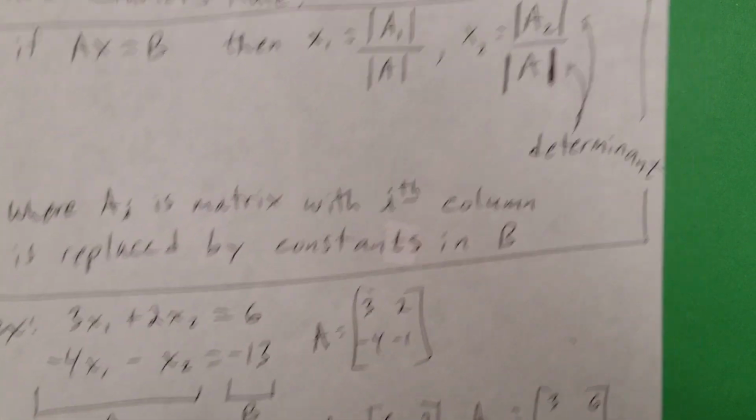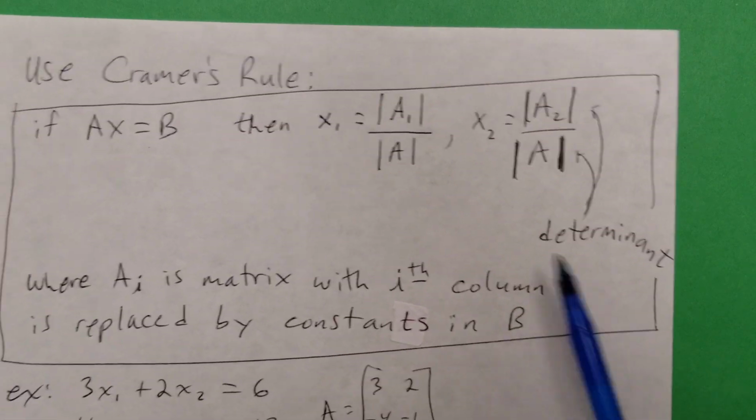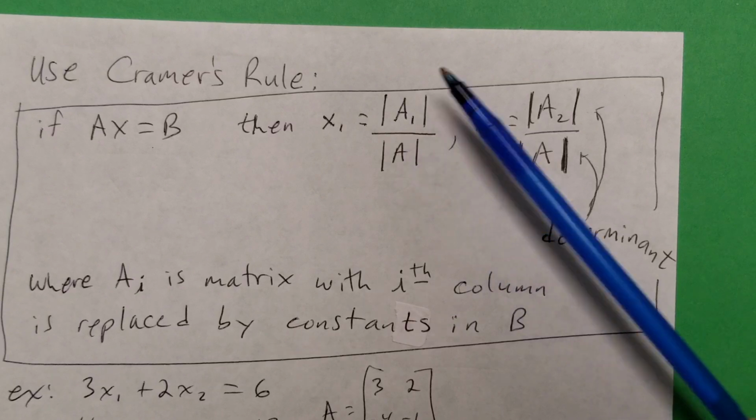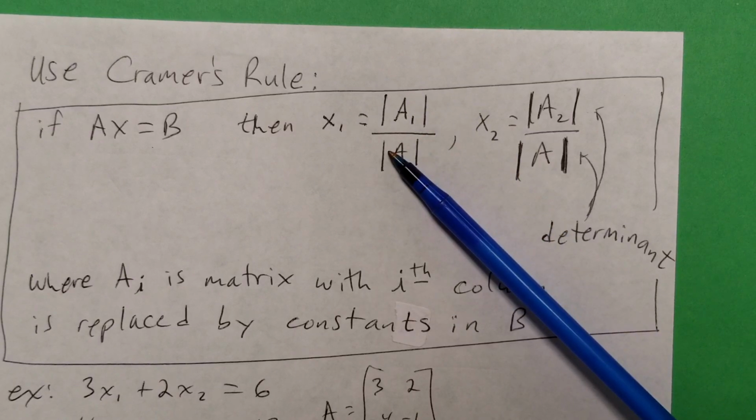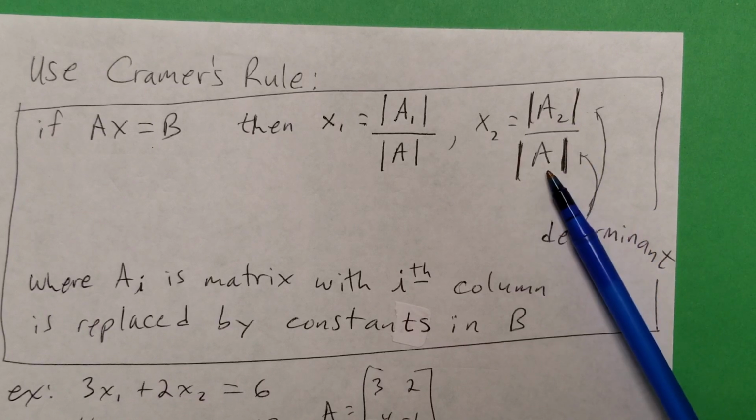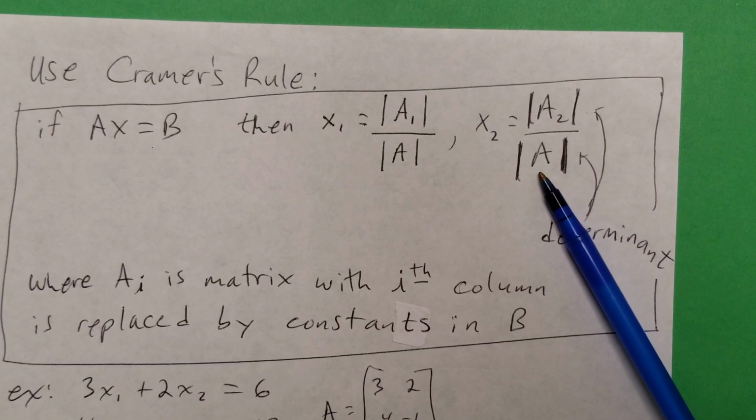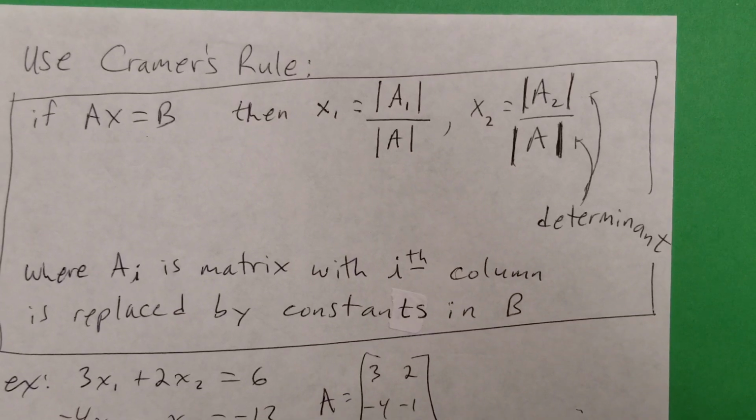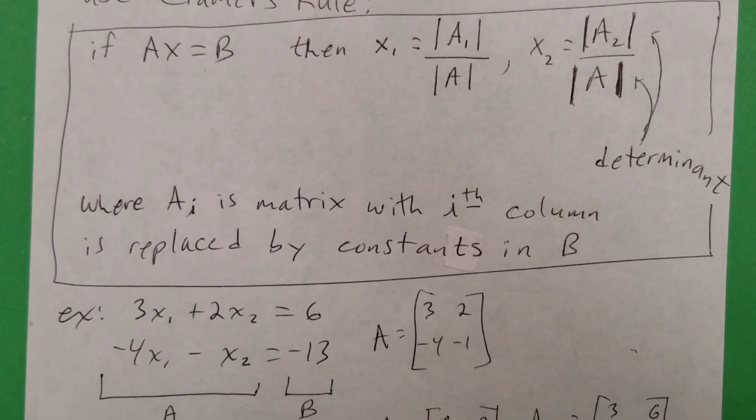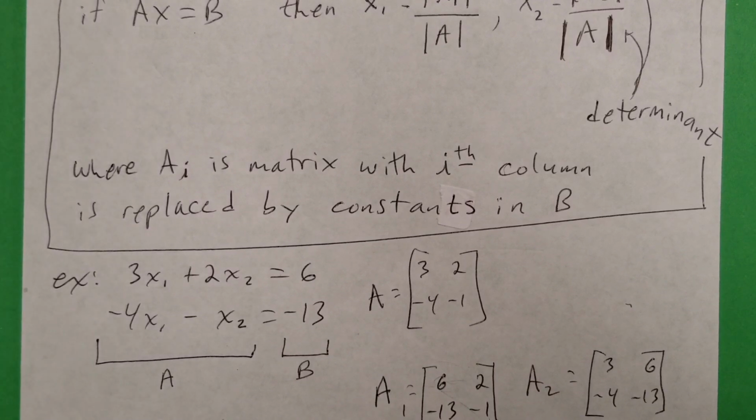Okay? So this is what you put in the box. It's A1 over A. It's all determinants, determinant of A1 over A. Then for the next variable, determinant of A2 over determinant of A. Right? And that's it. This is another way of solving linear systems. Okay?